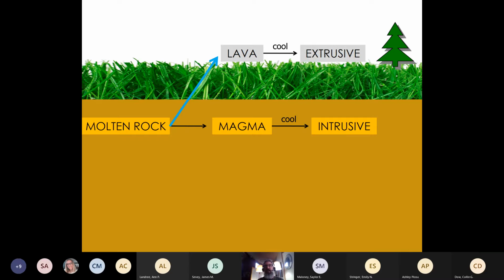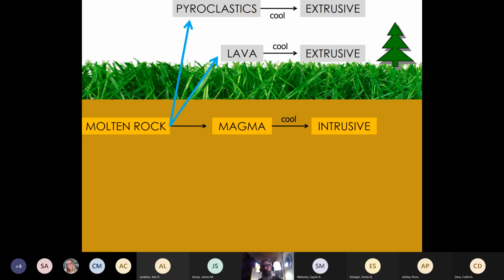However, there is another way that molten rock comes out of the ground. Sometimes it oozes out of the ground like lava, but sometimes it's exploded out of the ground. If it is exploded out of the ground, we call that type of material pyroclastic material, which literally means fire fragments, broken by fire. But of course, when this happens, this material is also cooling above the surface.